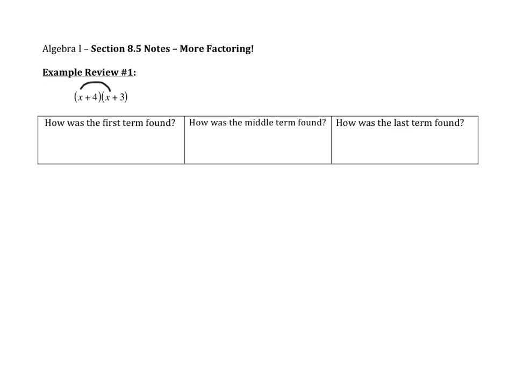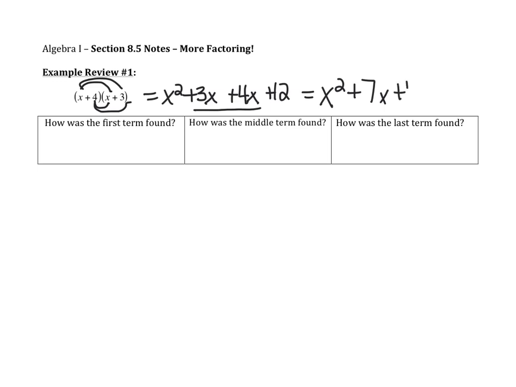We're going to take x times x, which gives you x squared, x times 3, which gives you 3x, 4 times x, which gives you 4x, and 4 times 3, which gives you 12. And then I would just combine like terms, the 3x and the 4x, and I would get x squared plus 7x plus 12.